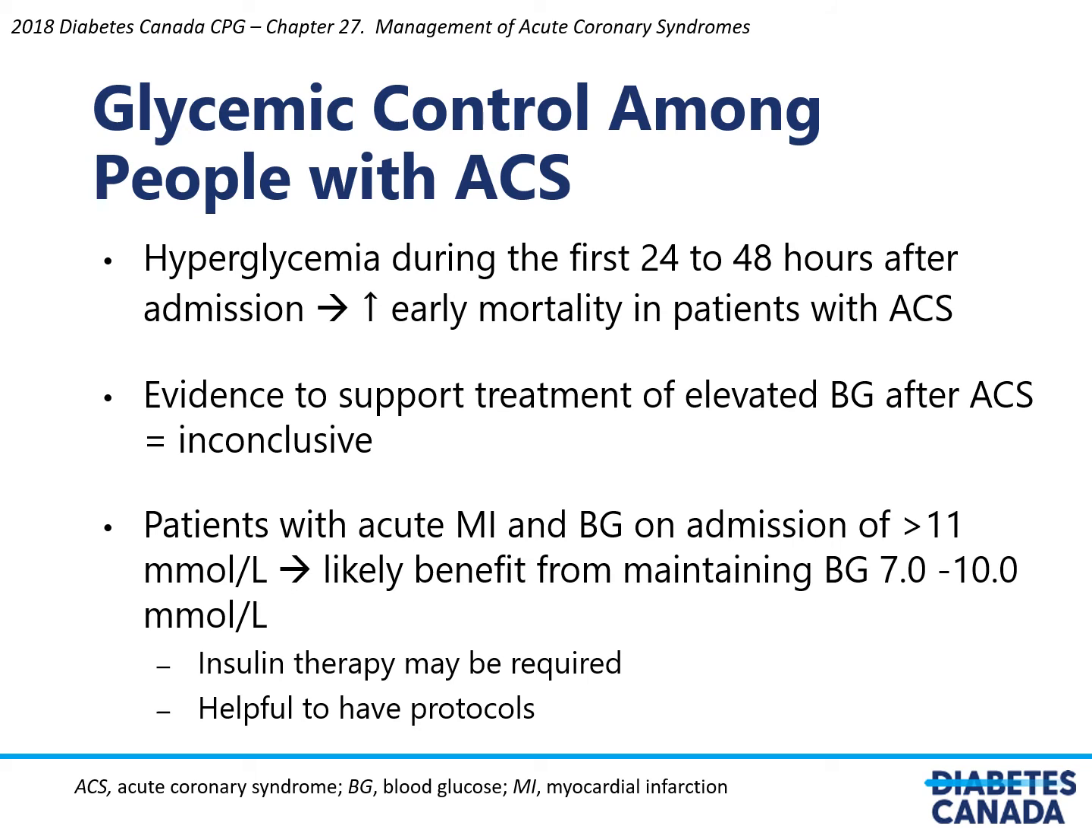The DIGAMI studies, both the first one and the second one, demonstrated that some glycemic control was better than no glycemic control. Patients with acute MI and blood glucose on admission of greater than 11 likely benefit from maintaining the blood glucose between 7 to 10. And insulin therapy may be required to achieve that, and it is very helpful to have appropriate protocols.